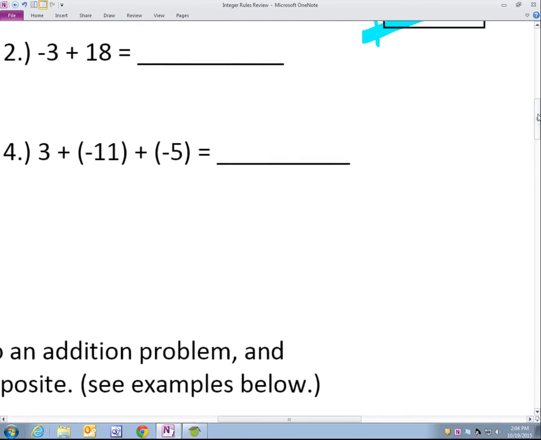Here we have two different signs. I'm going to take the smaller number from the bigger number and keep the sign of the bigger number. So I have 18 minus 3 is equal to 15. And since 18 has the bigger digit than 3, I'm going to keep it positive.